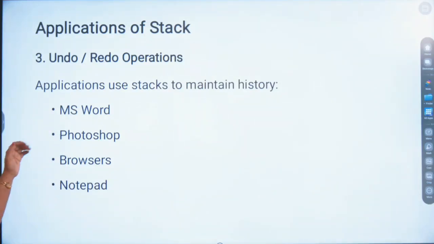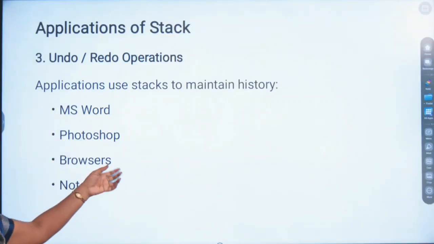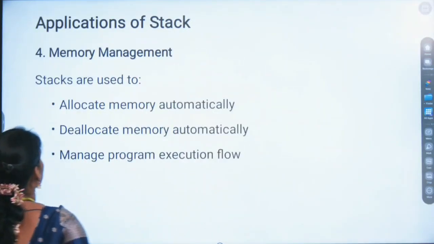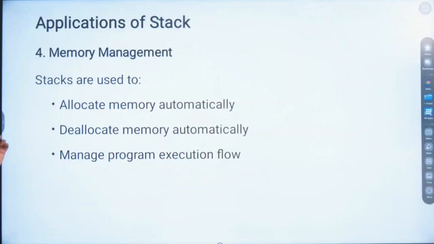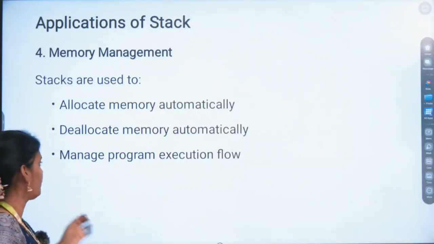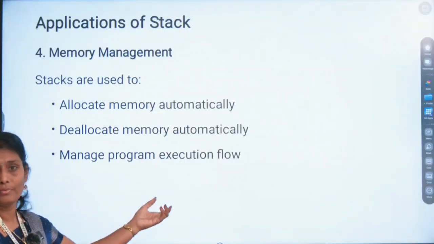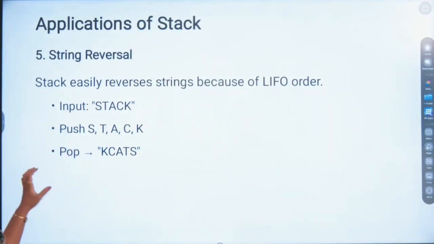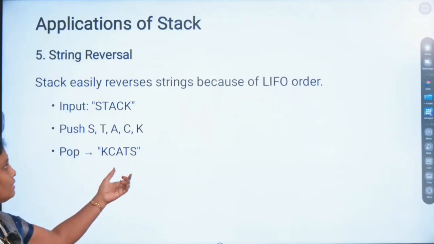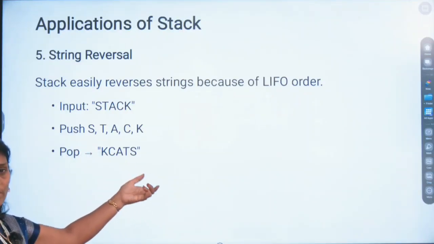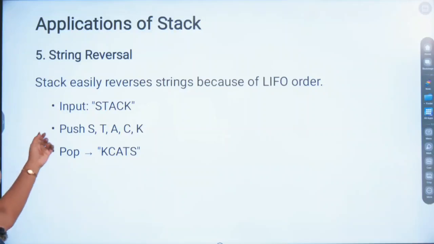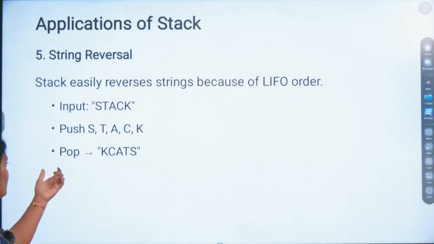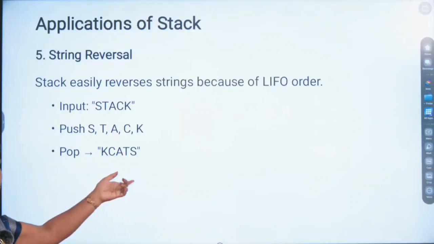So next, stacks are used in applications that maintain history. Stacks are also used to allocate and deallocate memory automatically, and they manage the flow of execution of the program. The next application is string reversal. Stack is used to reverse strings because it follows LIFO order, that is last in first out. So if you give the input as STACK, it will return the output as KCATS.